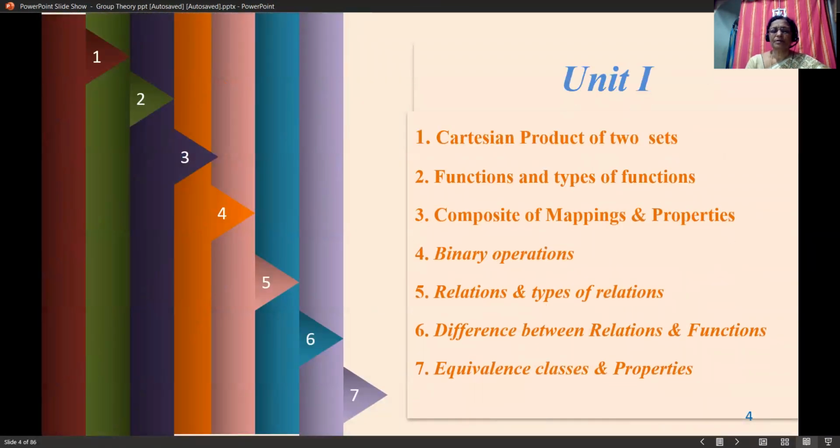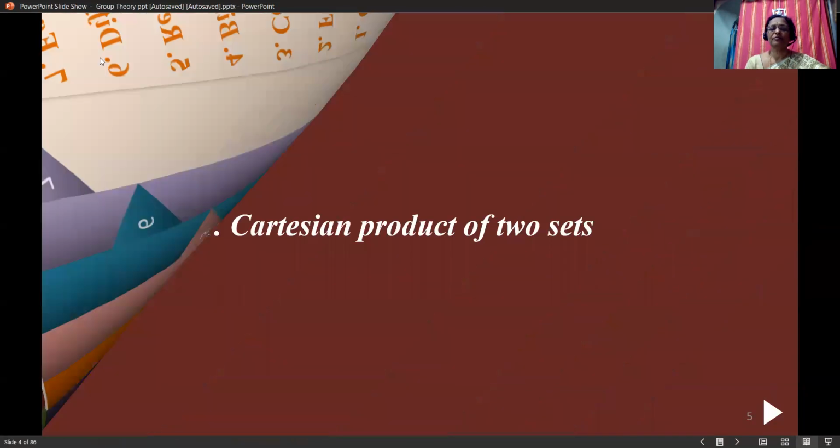So, the first unit of group theory consists of Cartesian product of two sets, functions and types of functions, composite of mappings and properties, binary operations, relations and types of relations, difference between relations and functions, equivalence classes and properties. So let us start with the Cartesian product of two sets.